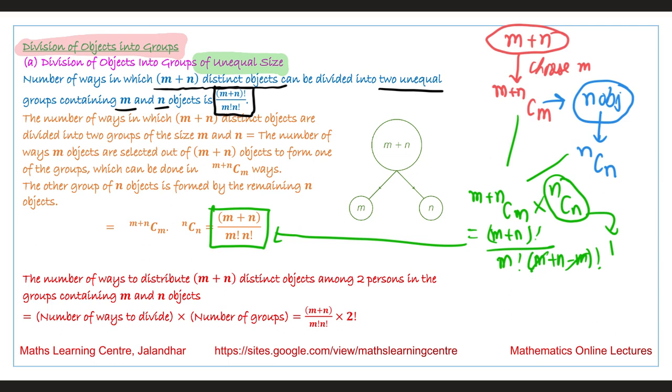Next is the number of ways to distribute m plus n distinct objects among two persons in the groups containing m and n objects.